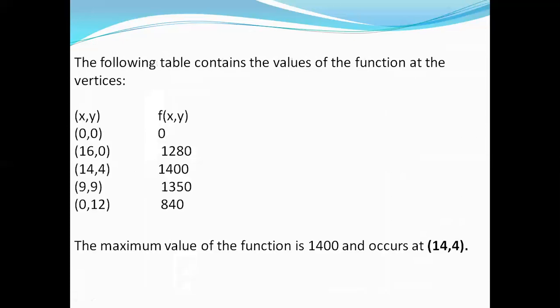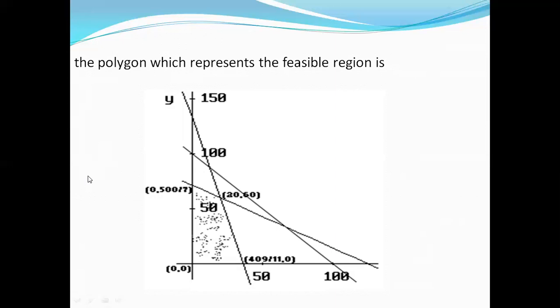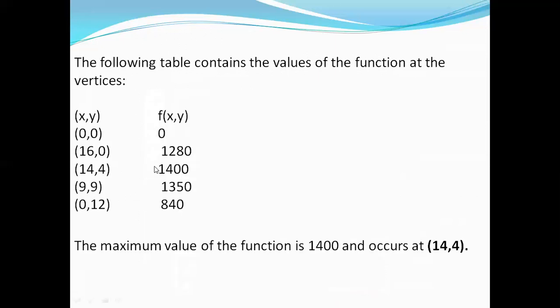So taking the values from the table, the constraint values containing the vertices are 0 comma 0, 16 comma 0, identifying the values as per the given polygon, right? So 16 comma 0, 14 comma 4, 9 comma 9, and 0 comma 12. And the corresponding values have been given.